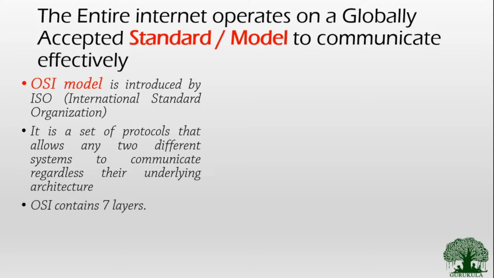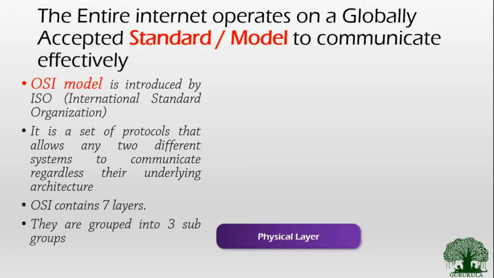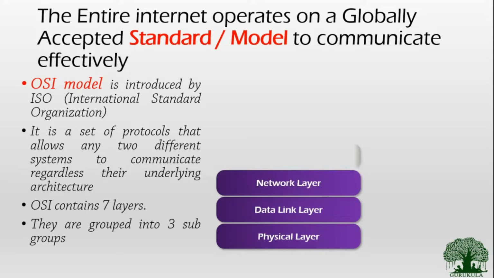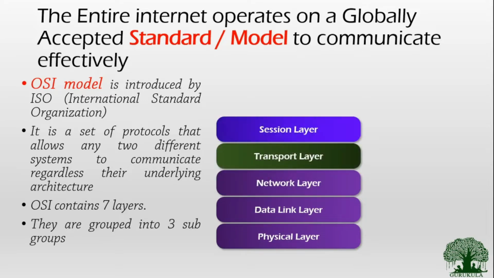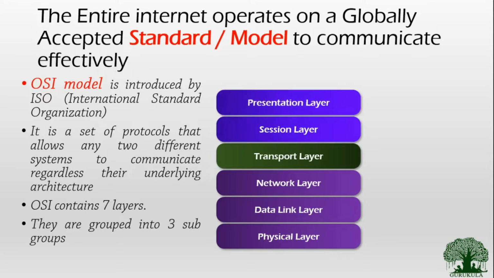So OSI actually contains 7 layers of protocols. Each and every layer has its own task to perform, and further, they are grouped into 3 subgroups. Now we will list out the 7 layers present in the OSI model. Starting from the physical layer, the second one is the data link layer, followed by the network layer, the transport layer, the session layer, the presentation layer, and finally the application layer.